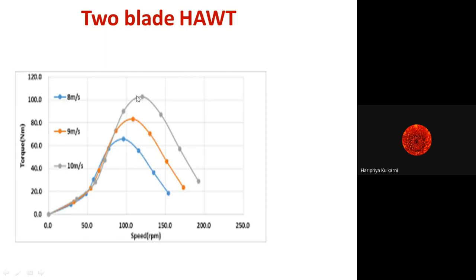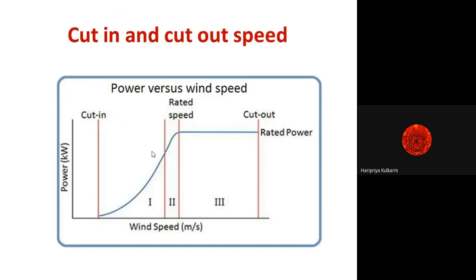So depending upon whatever is the wind speed, these are the corresponding values of the torque and the speed characteristics. So the operating point could be decided depending upon the speed requirement and the corresponding torque requirement. So this is how the characteristics is utilized.